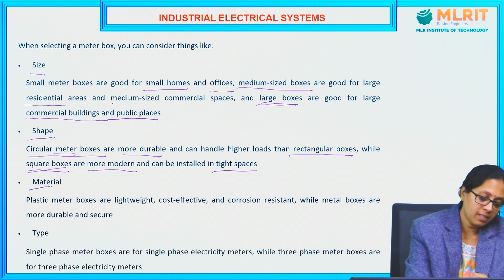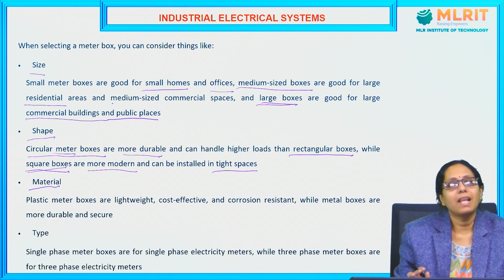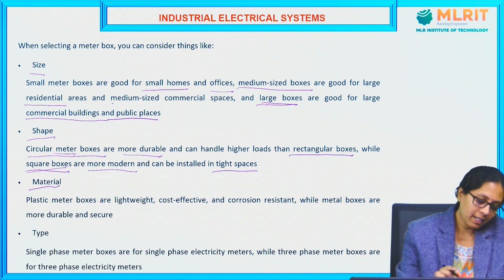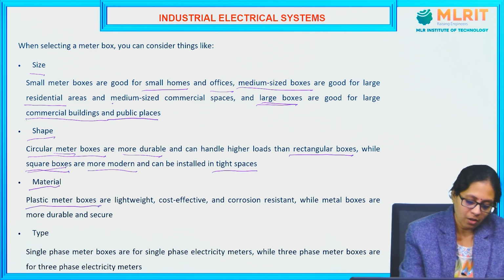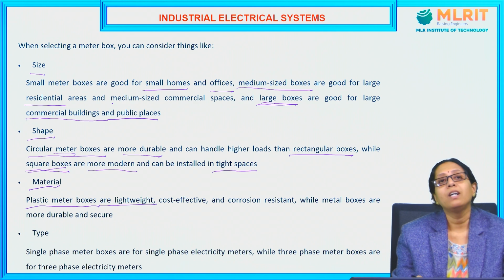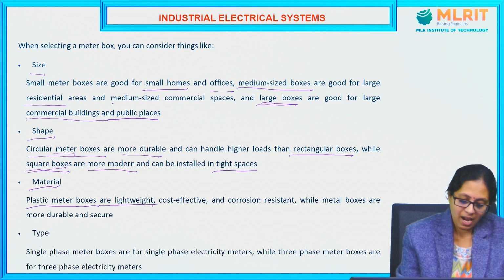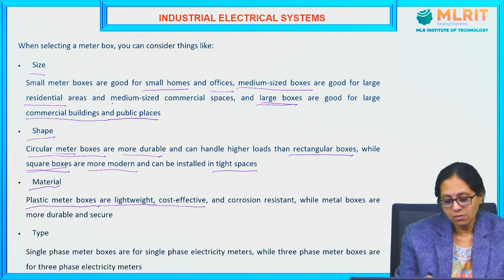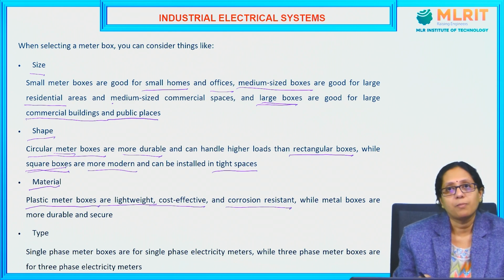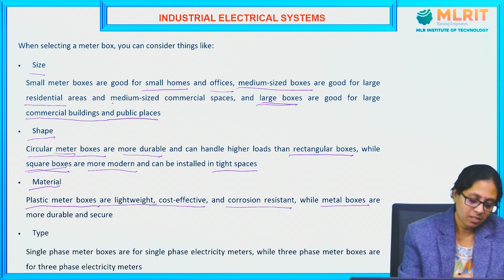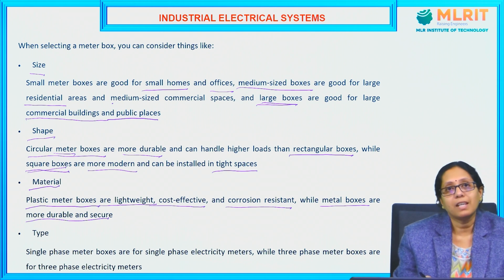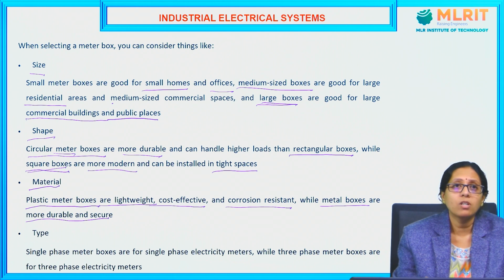Next criteria to select the meter box is material. Here you can see there are two types of materials used, that is plastic or metal. Plastic meter boxes are lightweight and cost effective as well as corrosion resistant. But metal boxes are more durable and secure. So based on the criteria, we can select a plastic meter box or a metal meter box.